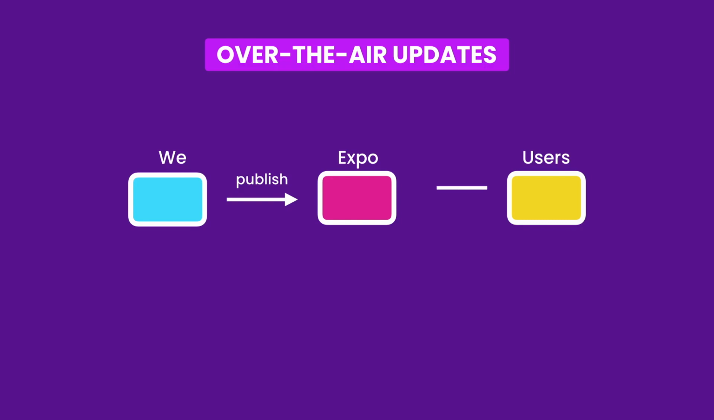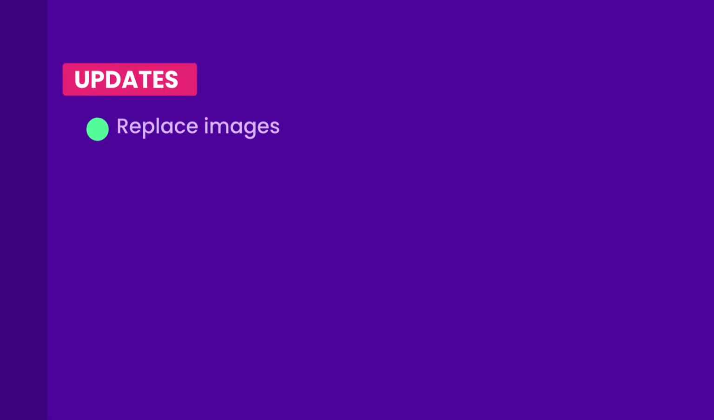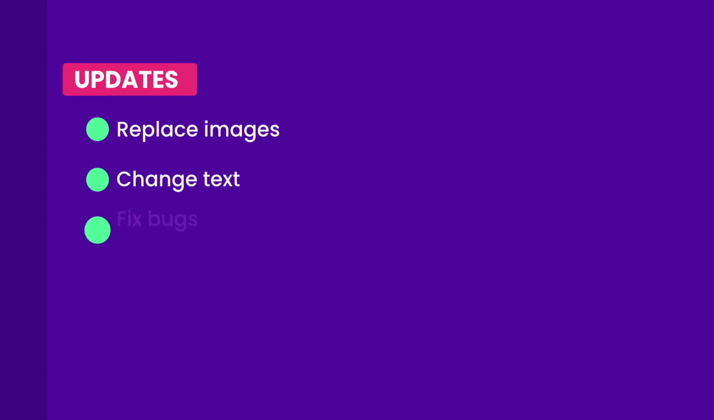So when our app starts, it automatically checks our project page on Expo to see if there is a newer version available. If it is, it will download it in the background and use it the next time our app starts. So the changes are not immediately visible. They're only visible when the app restarts. In the past, if we wanted to replace images or change some text or fix a bug, we would have to submit a new version of our app to app stores and wait for it to be approved. This is very time consuming. It can take hours or longer. With over-the-air updates, we just publish a new version of our app, and this can take only a few seconds.